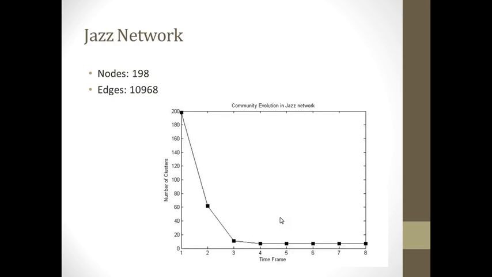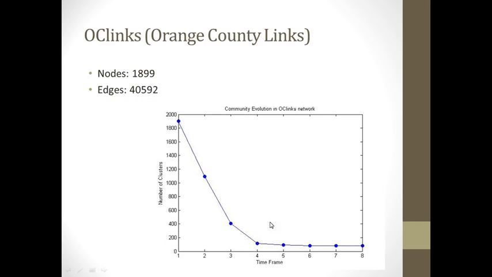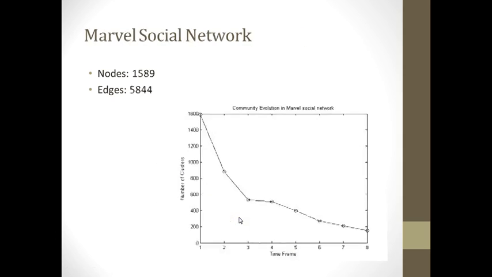The third network is the jazz network. It has data related to jazz musicians, with 198 nodes and about 10,000 edges. This shows the evolution of the community structure in this network. The fourth community structure refers to the OC Links website. It is a social network related to Orange County in California, and it has about 1899 nodes and about 40,000 edges. This shows the evolution of the network with time.